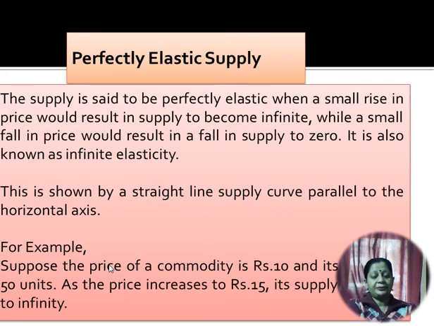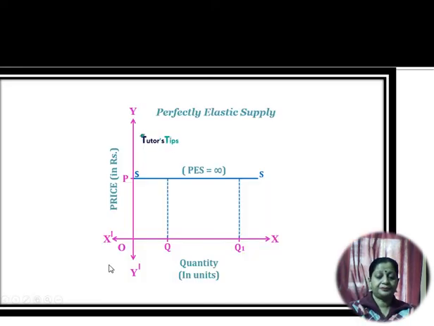The supply is said to be perfectly elastic when a small rise in price would result in supply becoming infinite, while a small fall in price would result in a fall in supply to zero. It is also known as infinite elasticity, where the supply of the commodity is related with the slight change in the price of the commodity. This is shown by a straight line supply curve parallel to the horizontal x-axis. So here you can see the diagram.